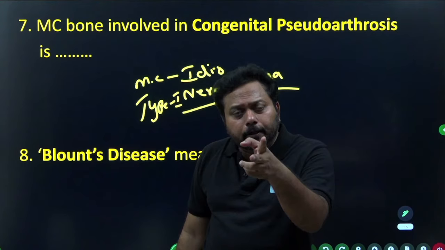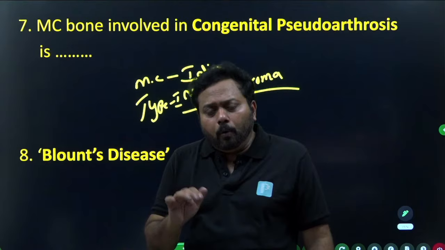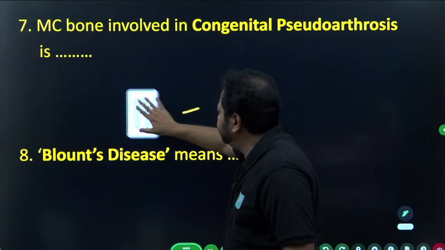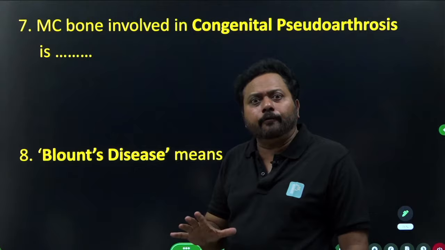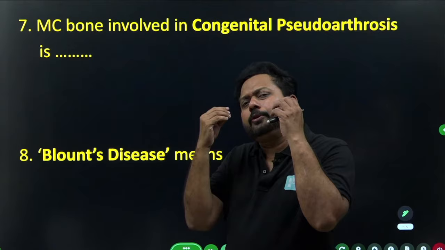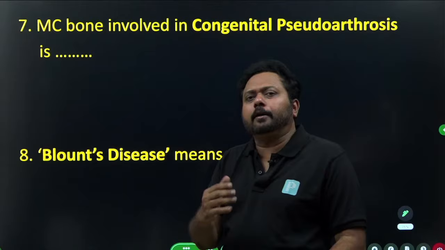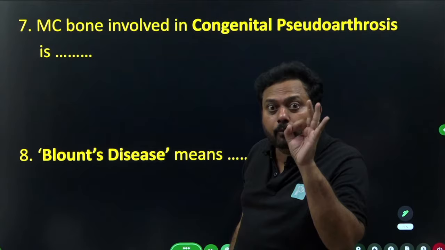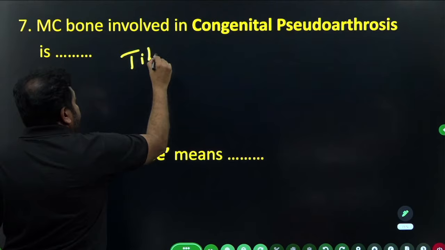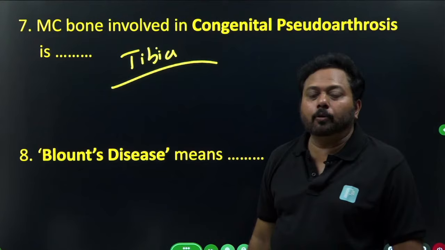What is the basic defect? It is causing some sort of bone dysplasia, either idiopathically or because of this type of neurofibroma. That bone dysplasia is not allowing the bone to unite at all. So congenitally, the baby is born with a non-union, that is called pseudoarthrosis. Now coming to my question, the most common bone involved in congenital pseudoarthrosis is tibia. Very, very important question.